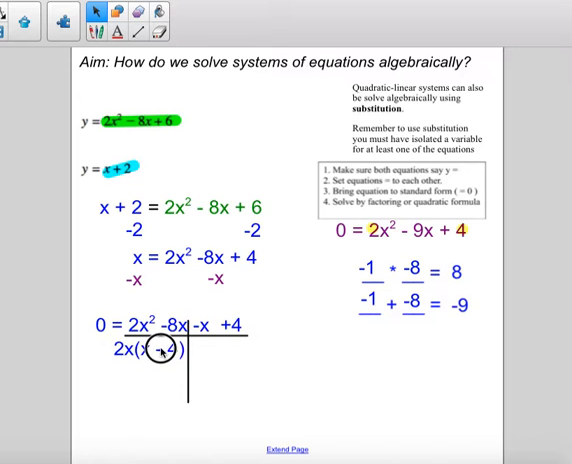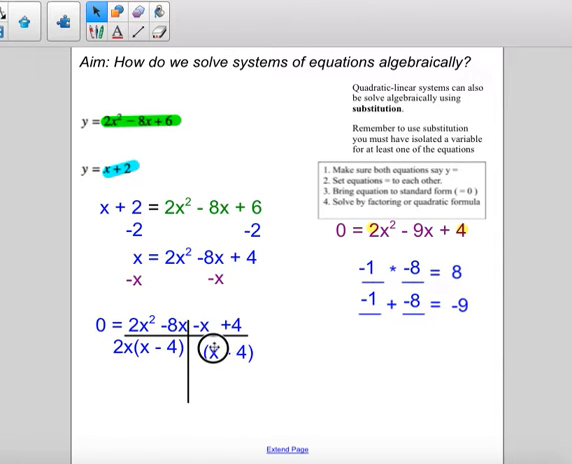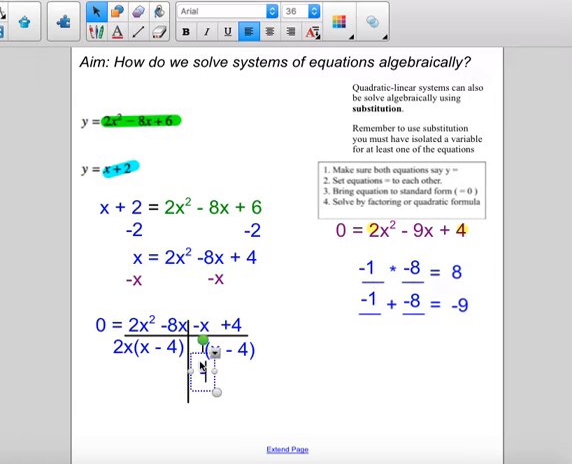That checks out. Now I need to pull out a GCF on the other side from my other two terms. Here's the trick. It needs to leave me with the same parentheses. So negative x and positive 4 don't really have a GCF, but if I want to end up with x minus 4 in the parentheses, I can pull out a negative 1.